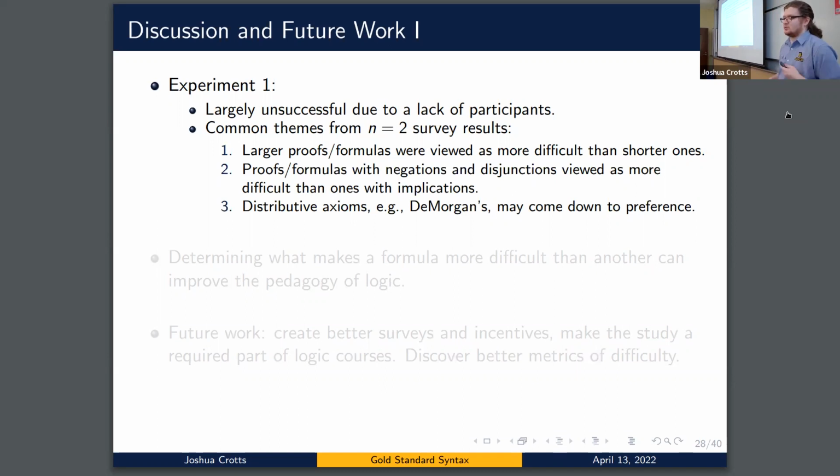And lastly, there were rules that use distributed properties. So something like De Morgan's. These just come down to preference as to what they think is difficult. So we can't really say anything definitive about that.